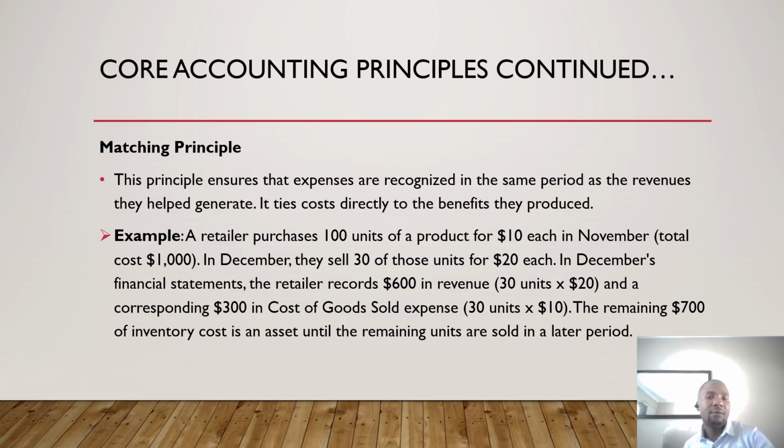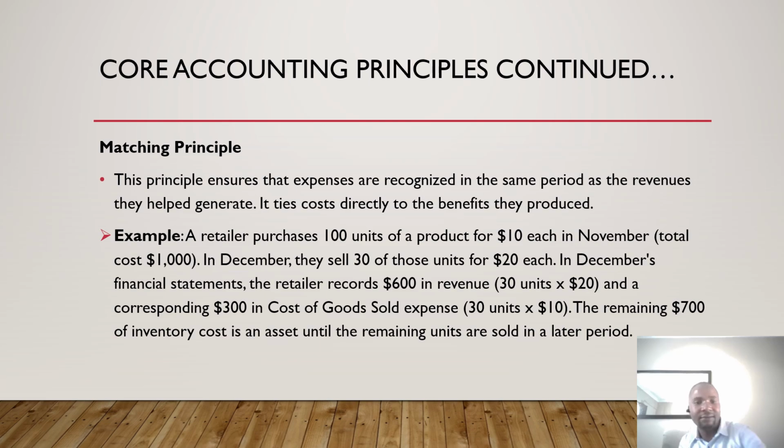So where are we coming from? Where do we get these 300 from? So we're simply multiplying the cost of the goods that we have sold. In this case, we have sold only 30 units. And we're going to record only cost for the goods that we have sold.